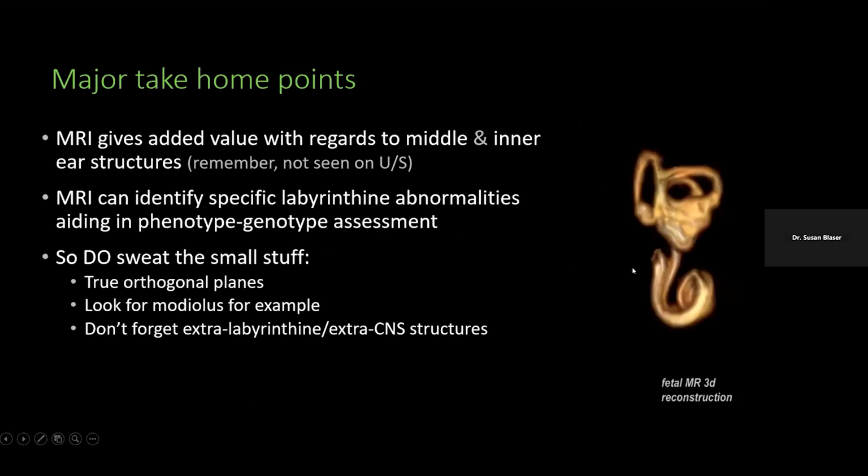So your major take-home points are going to be that MRI gives added value with regards to middle and inner ear structures. And remember, a lot of those were silent on ultrasound. It can also identify specific labyrinthine abnormalities, aiding in phenotype-genotype assessment. So really do sweat the small stuff. Get true orthogonal planes, look for the modiolus, and don't forget the extra labyrinthine and extra CNS structures. And contralaterally, if you have an abnormal brain, make sure you're also looking at the internal and external ear structures.